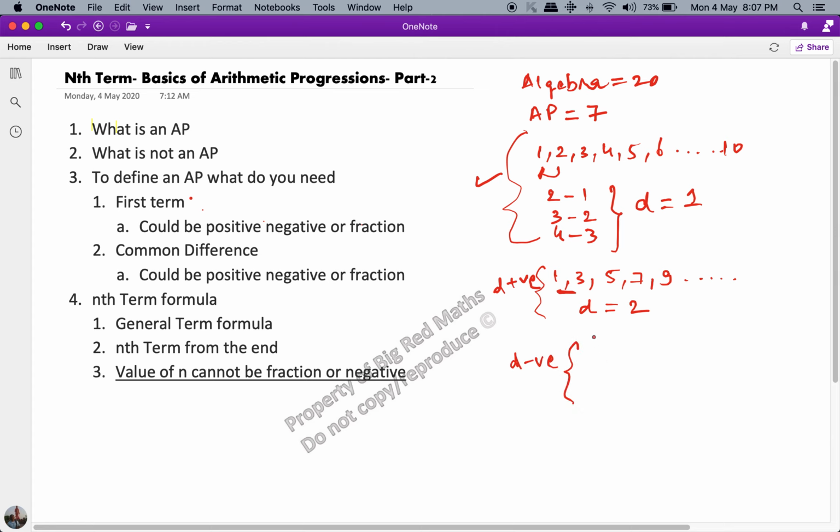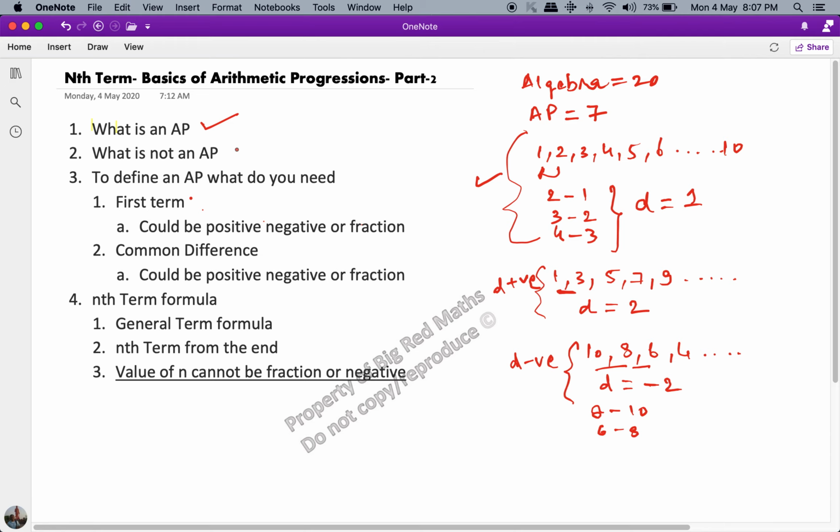What will D negative look like? Say I start the series at 10, minus 2, that is 8, minus 2, that is 6, minus 2, that is 4, and so on. So my D is equal to minus 2 here. As long as the difference between two consecutive terms, 8 minus 10 or 6 minus 8, remains the same, it is an AP.